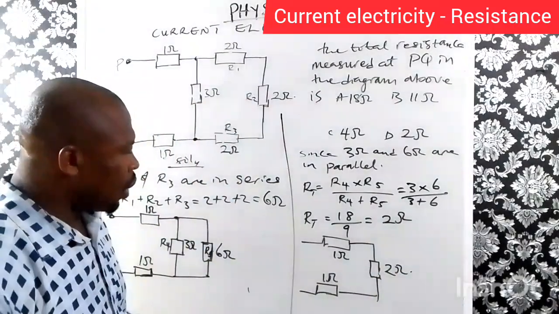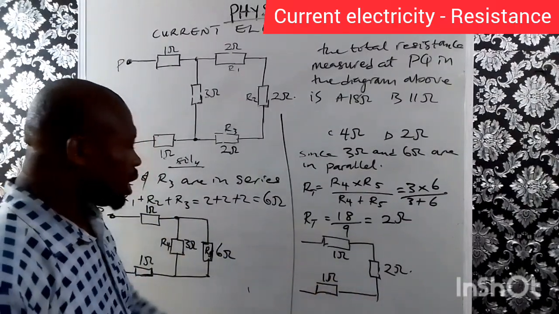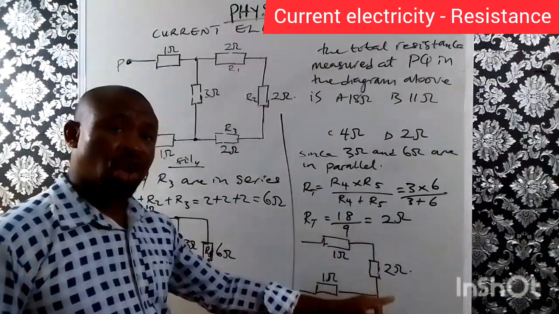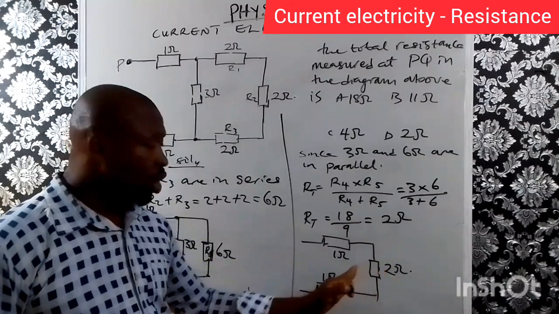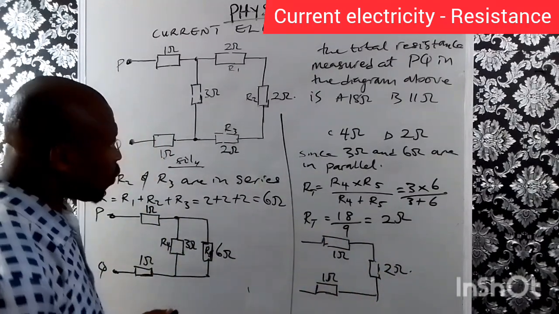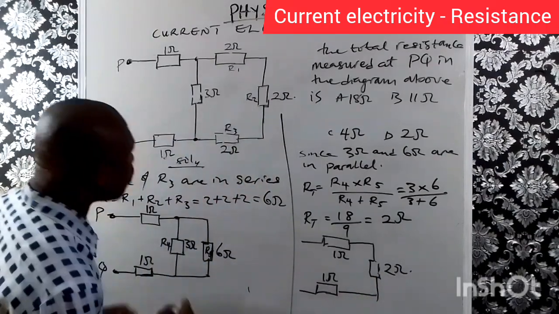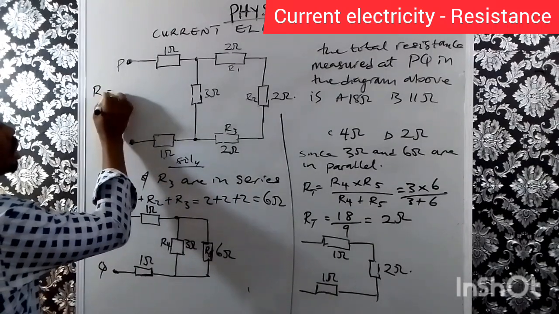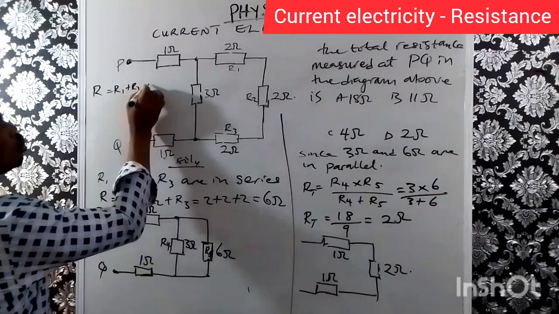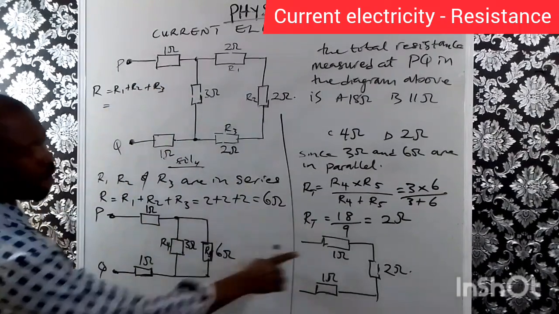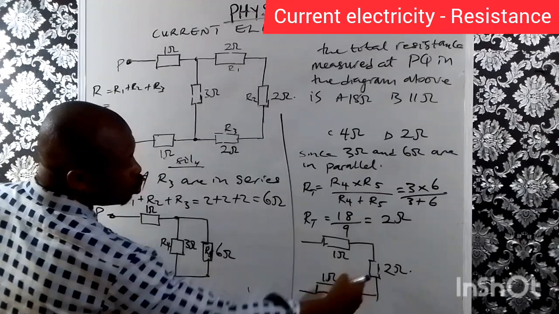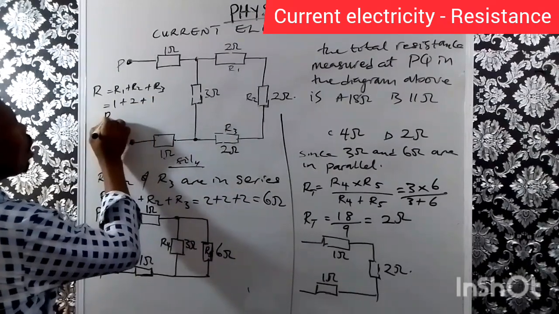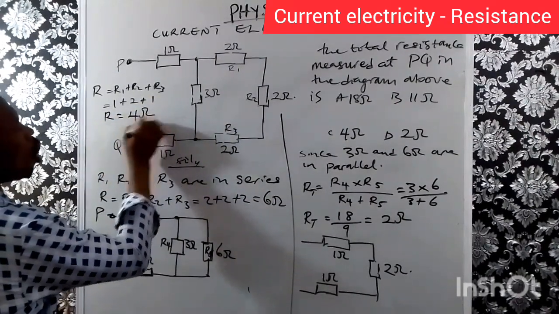At this point, it is obvious that this is a series connection. Because this is a series connection, the series resistance is just this plus this plus this. Just permit me to write here. So we now have that our resistance in series is equal to R1 plus R2 plus R3. We can take this one as our R1, this as our R2, this as our R3, which will give us 1 plus 2 plus 1. Therefore, R will give us 4 ohms.